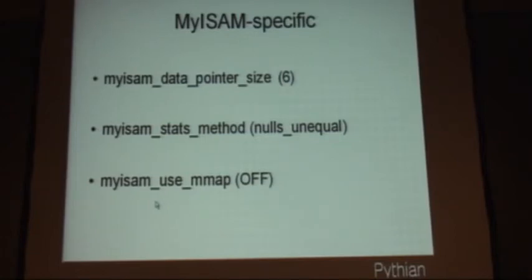myisam_stats_method: this is how the server will treat null values when it's collecting statistics about the distribution of indexes, right? So MySQL, when the optimizer tries to pick a plan, it picks it by using the metadata it has.